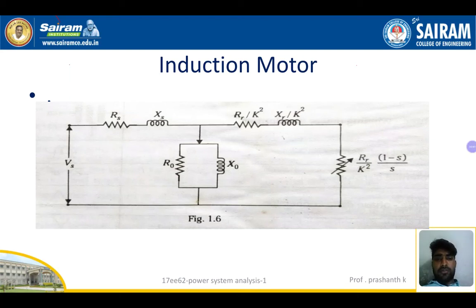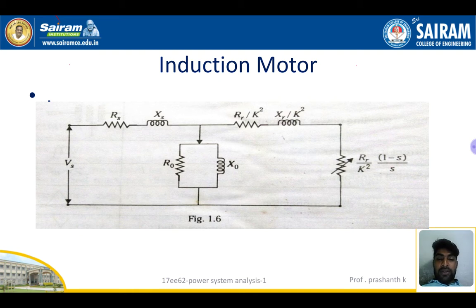Let us discuss Module 1, representation of power system components. In that we have an induction motor. I think you might have got a confusion and doubts: how is the induction motor related to power system components or power system analysis? Before itself I said, if you are generating the power without utilizing it, there is no use, right?